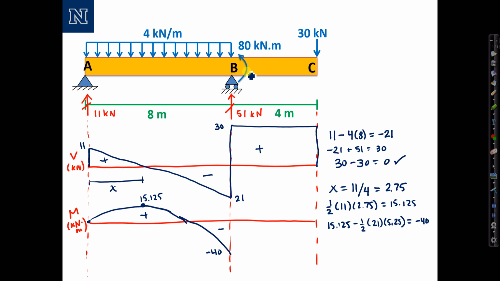Now we reach a concentrated moment, 80 kilonewtons acting in the counterclockwise direction. That causes the diagram to jump down by 80 kilonewtons. So negative 40 minus 80 is negative 120, so I'll put 120 down here. And then over the last part of the beam, the shear is constant, so the moment diagram is going to be linear. It's positive, so the moment diagram is going to increase. And we expect the moment to come back to 0. Let's check. Negative 120 plus the area under the shear diagram, 30 times 4, indeed is equal to 0.